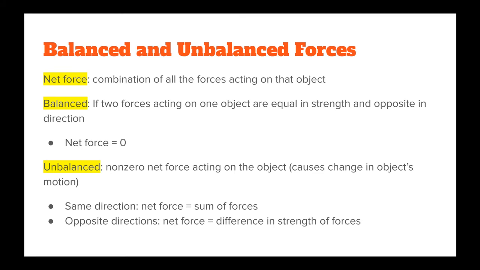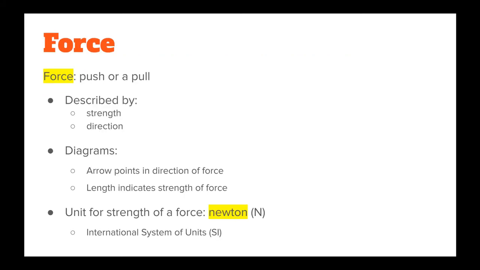When you're calculating the net force of unbalanced forces, if the forces are going in the same direction, then the net force is the sum of the forces. If the forces are going in opposite directions, then the net force is the difference in strength of the forces. A force is a push or pull, and it's described by its strength and its direction. So how strong it is and what way it's going in. So up, down, left, or right.